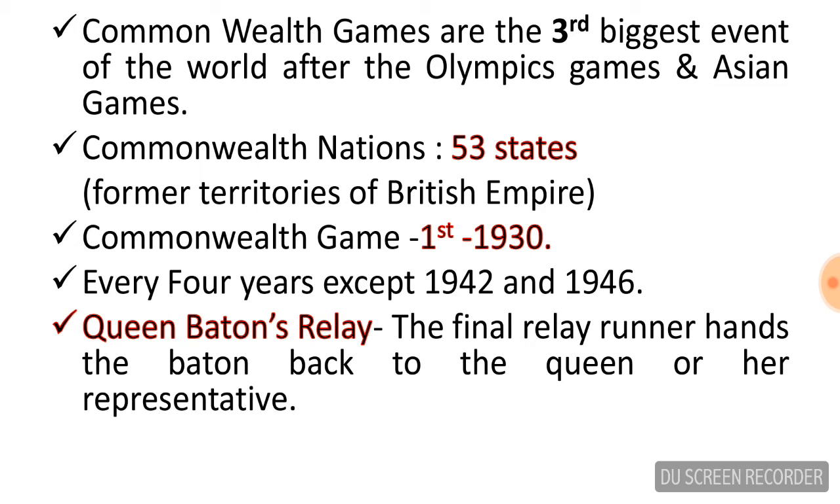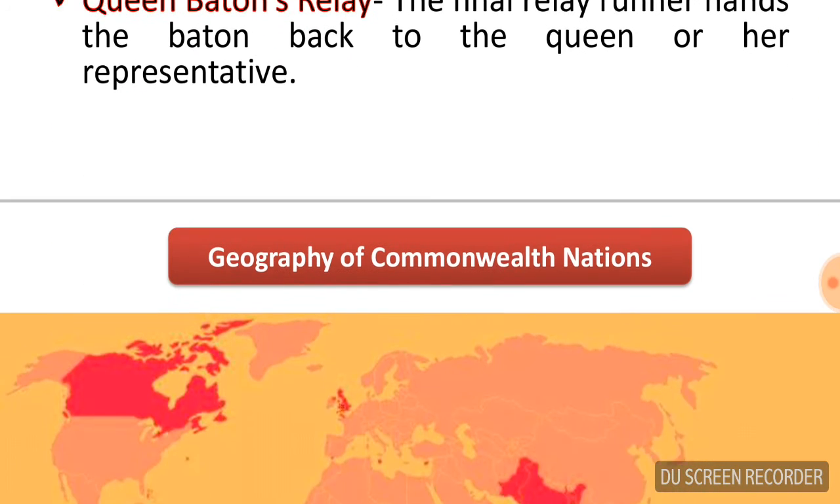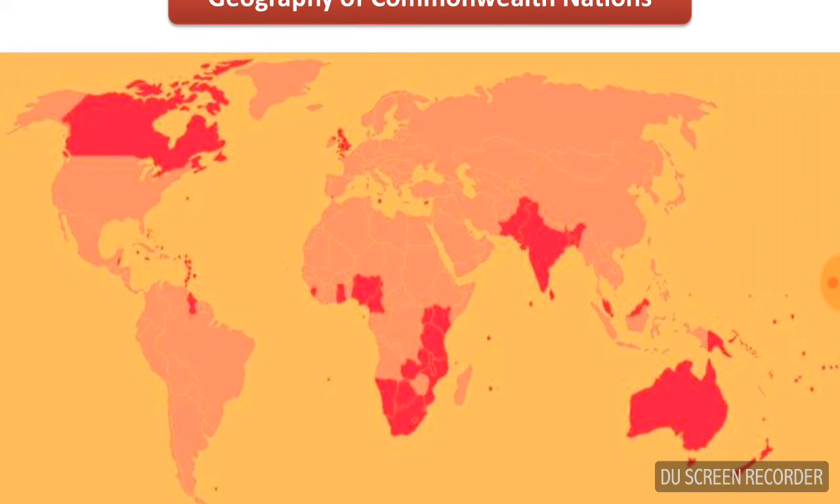Now let us see the geography of the Commonwealth nations. There are 53 member states. I am not telling you all the 53 member states, but I will let you know through the GDP concept. So what is GDP? GDP is the value of final goods and services produced within a nation in a given year.